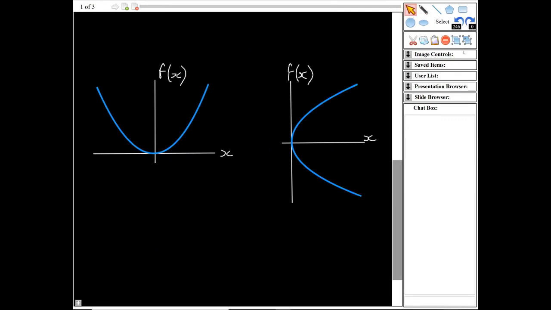Now, I said that a function must map one input to one single output. If it doesn't do that, then it's not a function. So this can be illustrated graphically.